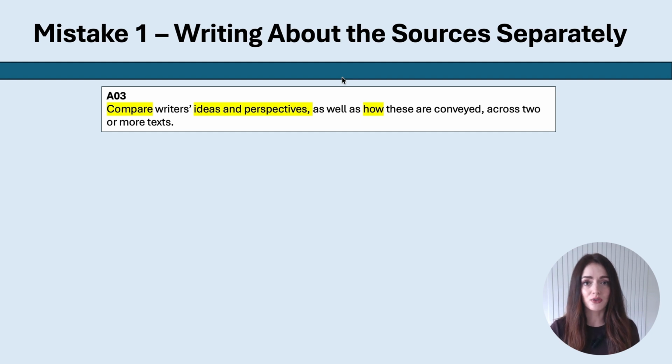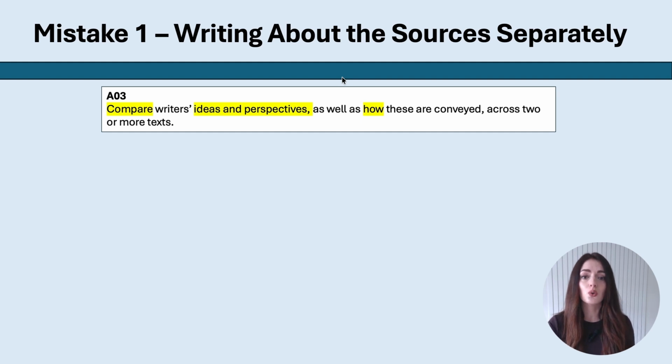Okay, so before we even talk about the first mistake, let's actually look at what you are being assessed on in question 4. Now, the question is testing AO3, so assessment objective 3. And the assessment objective says, compare writers' ideas and perspectives as well as how these are conveyed across 2 or more texts. Now, that sounds quite complicated, but actually, if we break it down, it tells you exactly what you need to do. So first, compare writers' ideas and perspectives.